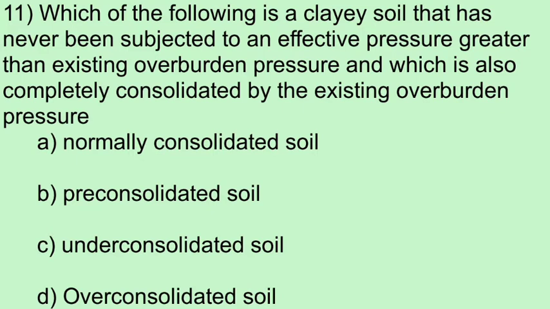Over-consolidation ratio is equal to pre-consolidated stress divided by current effective stress. Over-consolidation ratio is equal to 1 for normally consolidated soils and greater than 1 for over-consolidated soil. Here, for normally consolidated soils, over-consolidation ratio is 1, and if they are over-consolidated soils or pre-consolidated soils, the over-consolidation ratio is greater than 1.